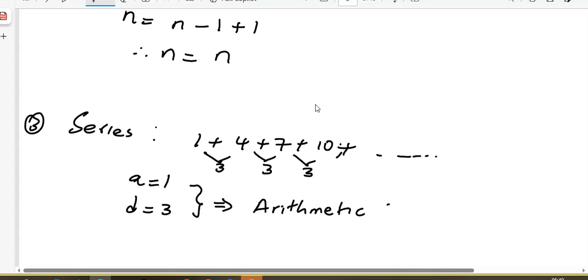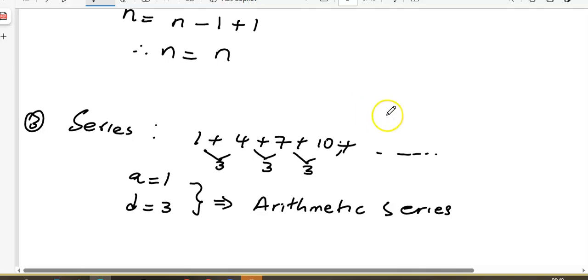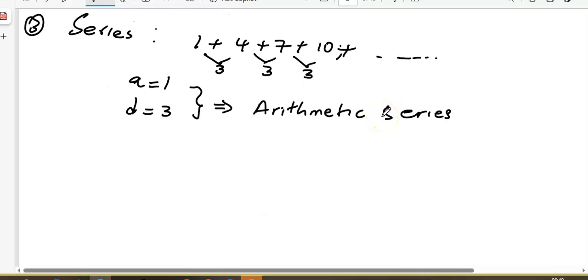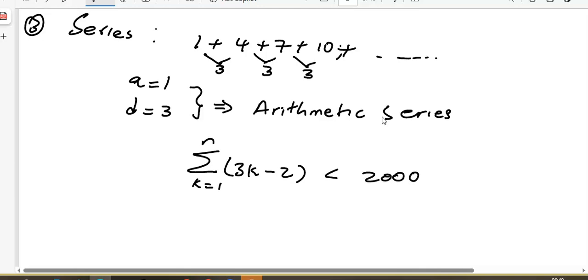Arithmetic series. Are you still with me on that? Nice. So now that this is an arithmetic series, remember, we said that we are looking for the sum of n terms where k is equal to 1 of 3k minus 2, where this is less than what? Less than 2000.